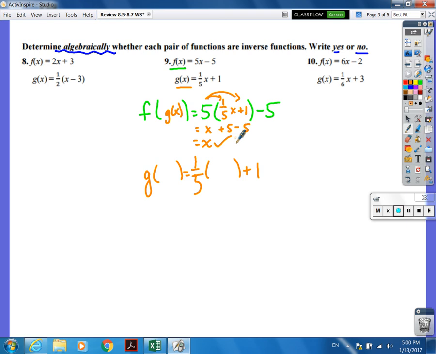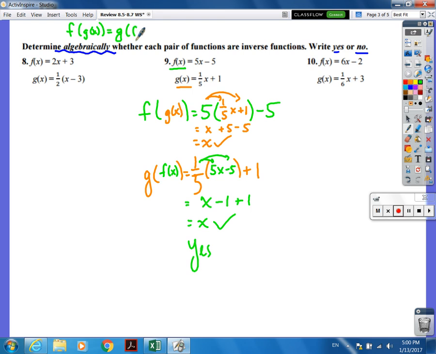That's a good thing. When I go in the opposite direction, if I plug in f of x, I'm plugging in the expression 5x minus 5, this one from right here, and then I distribute my 1/5. I get x minus 1 with a plus 1, which gives me x again. Because I got x in both directions, I say yes, they are inverses. So in order to show algebraically, you have to show both directions. Plug each function in. If you get x both times, that's a good thing. If you don't get x, anything other than x in that location, you say no, they're not inverses.